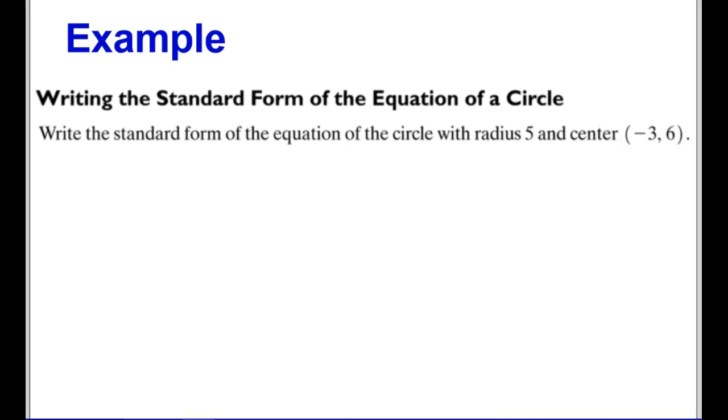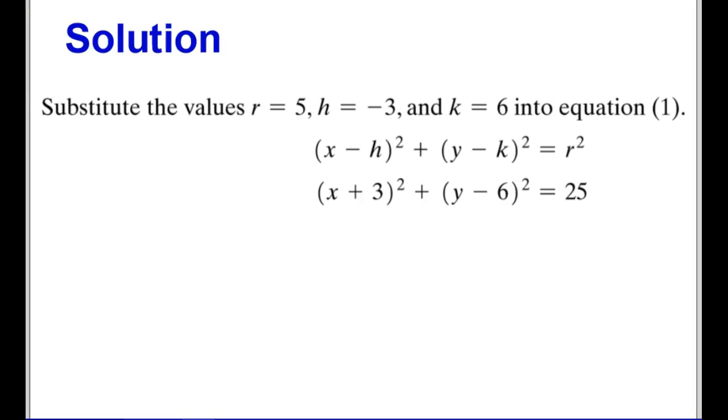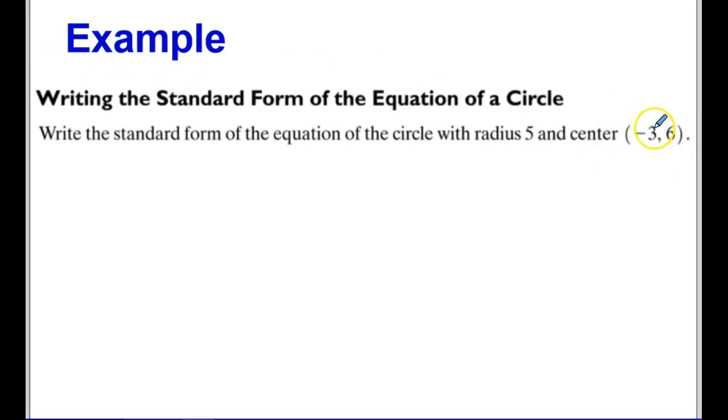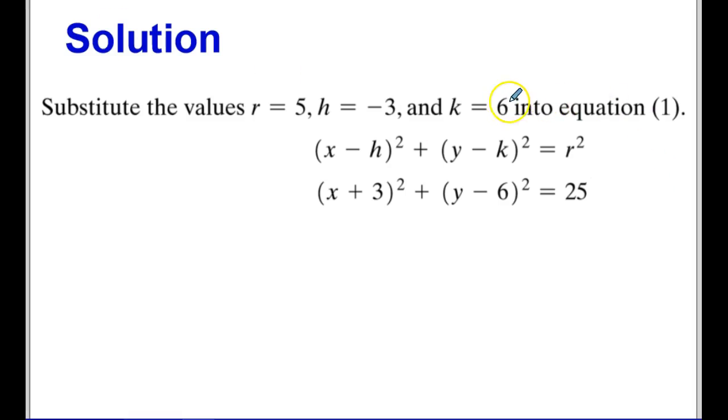So here's our example, right? We're asked to write the standard form of the equation of the circle with a radius 5 and my center at -3, 6. So in order to do that, I found my radius was 5, my h was a -3, and my k was 6. And I was told that because my center here is a -3, 6. So now that I have those, I just plug those into my equation. So my h and my k and my r. And then I simplify. So when I have an x minus a -3, that becomes x plus 3, y minus 6, and I square that radius. So I have x plus 3 squared plus y minus 6 squared equals 25.